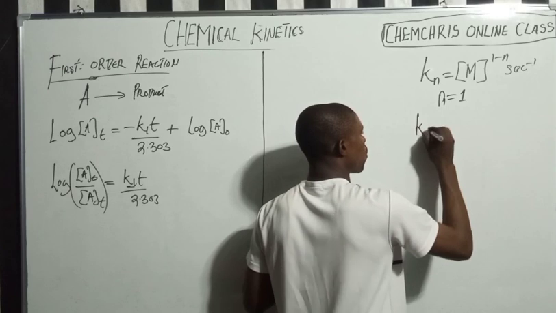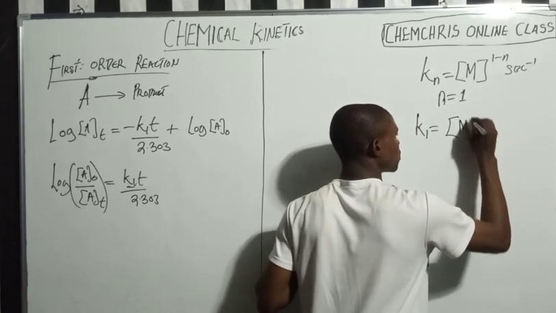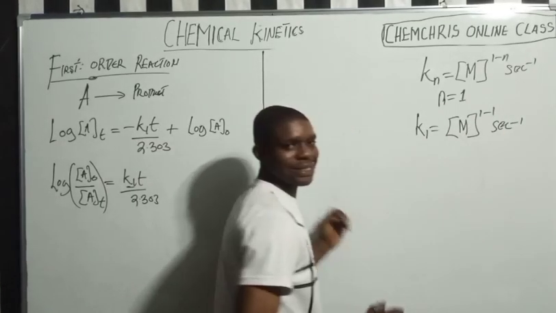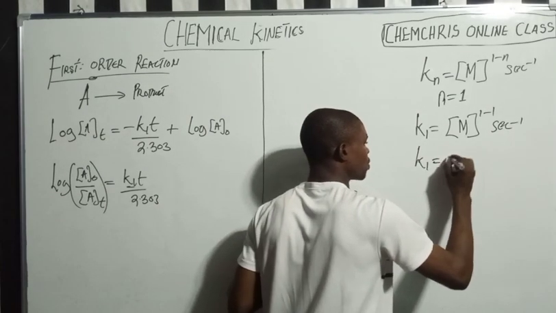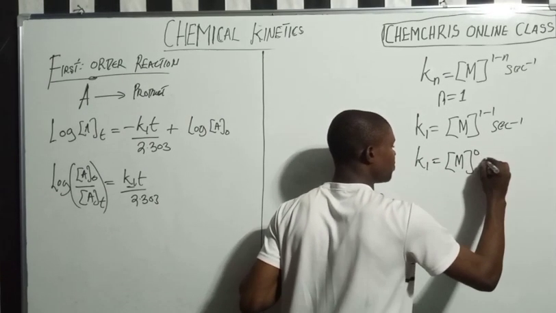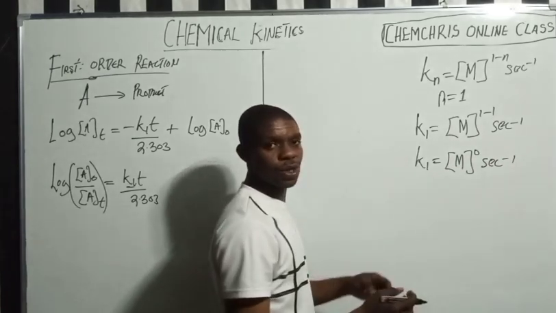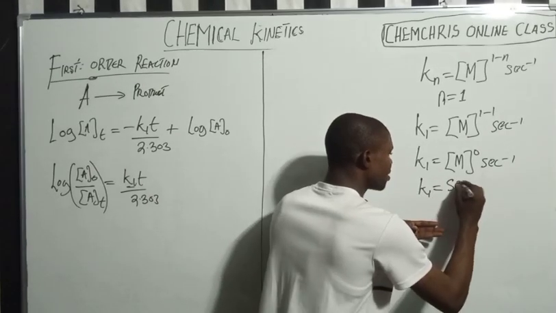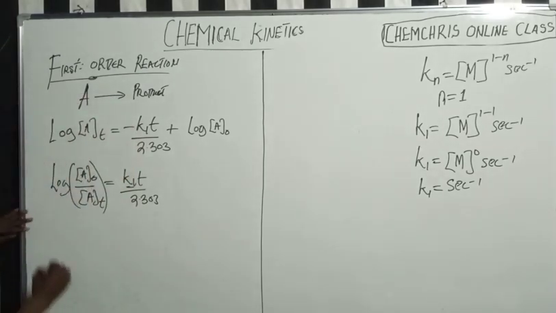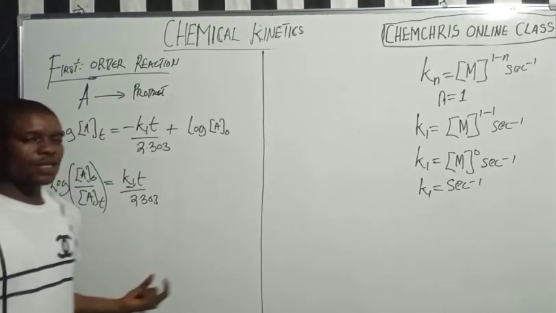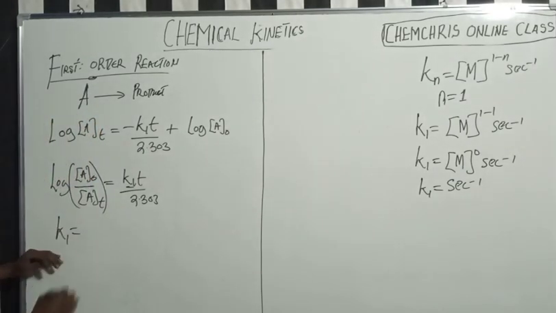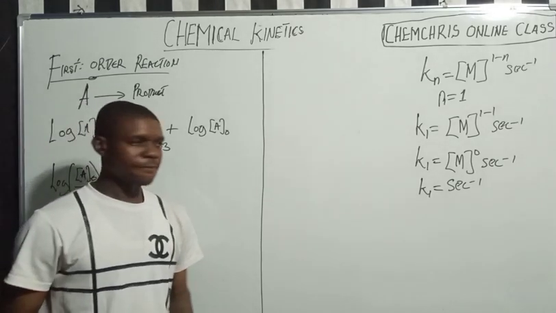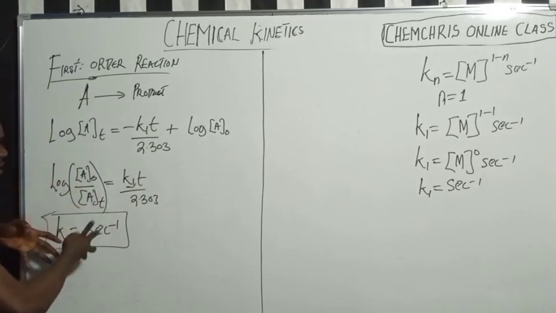If I plug this into the formula, I'm going to get k1 equals molarity raised to 1 minus 1 per seconds. 1 minus 1 is 0, so k1 equals molarity raised to 0 per seconds. Remember, anything raised to 0 is 1. So the unit of the rate constant for a first order reaction is per second. So this k1 is the rate constant for a first order reaction, which is per second. Do you understand? These are the things you are using in this calculation.